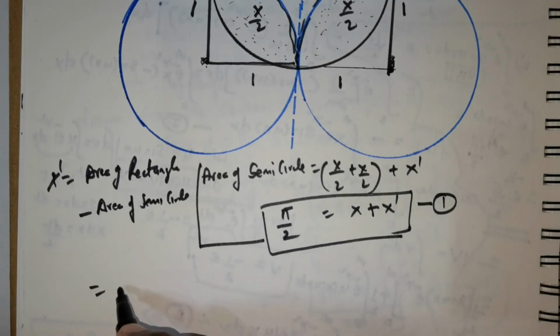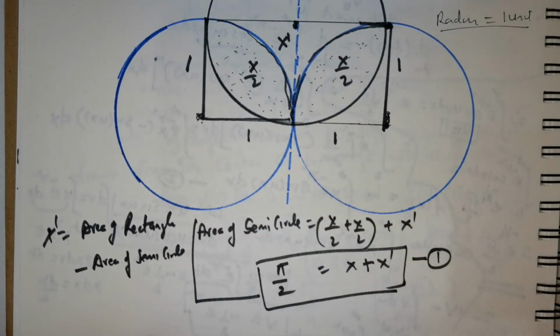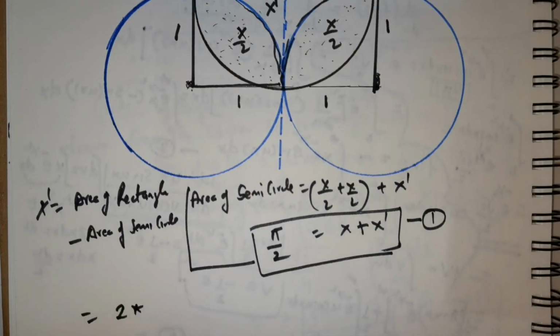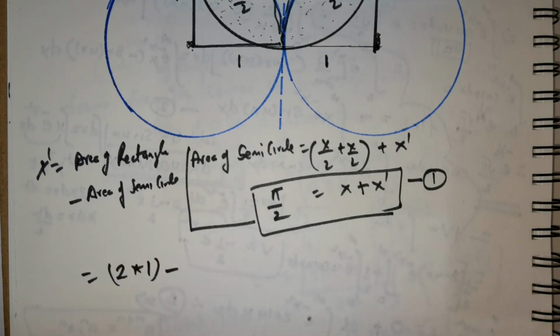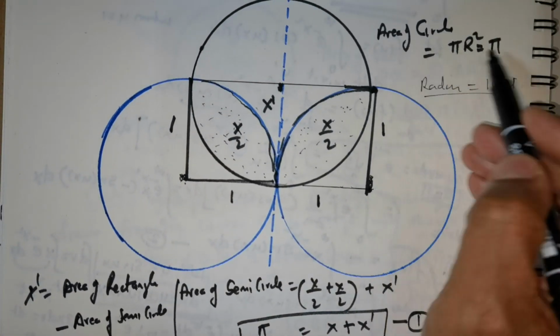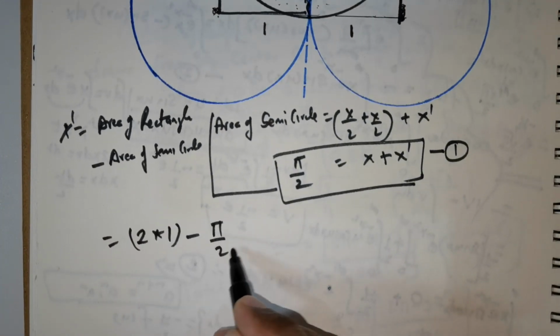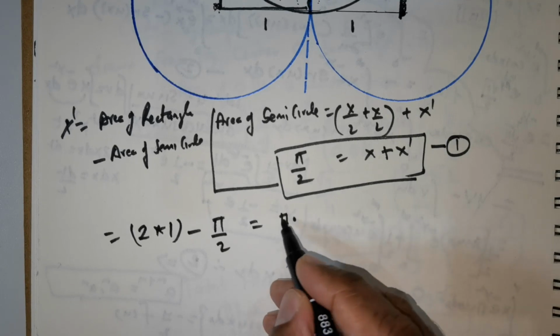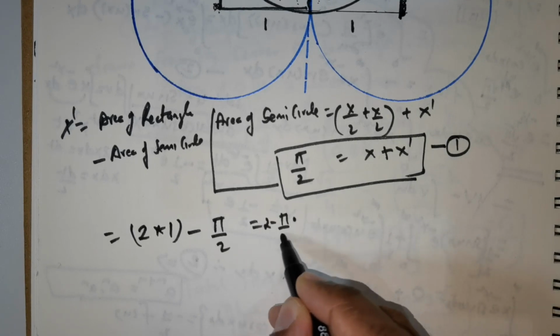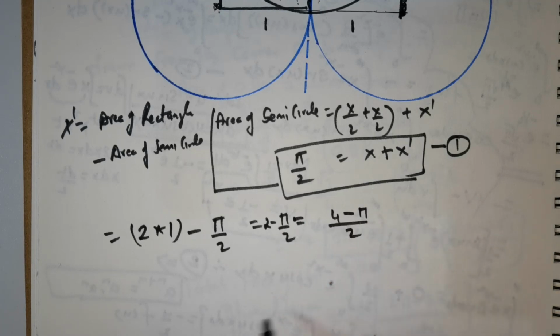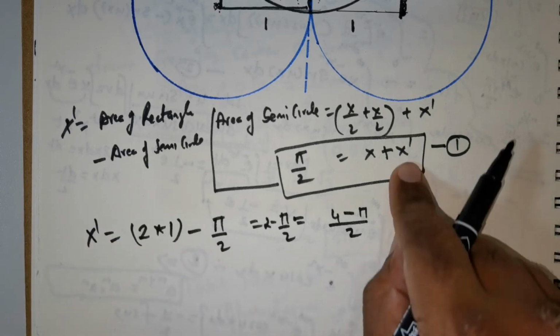The area of the rectangle is length into breadth, or length into width. So what is the length here? Length is 2 units times the width. What is the width? It's 1 unit, minus the area of the semicircle. The area of the circle is pi unit, so the area of the semicircle is pi over 2. So this is equal to 2 negative pi over 2, which is equal to 4 negative pi over 2 divided by 2. So this is my x dash. So I've got my x dash.